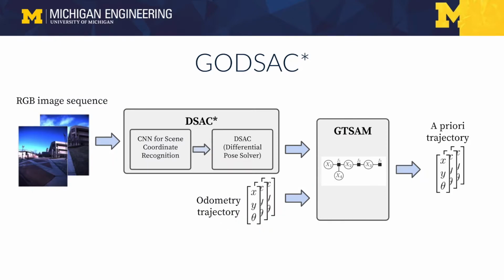Our solution to the kidnapped robot problem is GODSAC star. GODSAC star takes in a sequence of RGB images, and using DSAC star, it translates that into a pose estimation for the camera. Then it integrates odometry using GTSAM, and using graph optimization, it returns a trajectory based on the RGB and odometry combined.